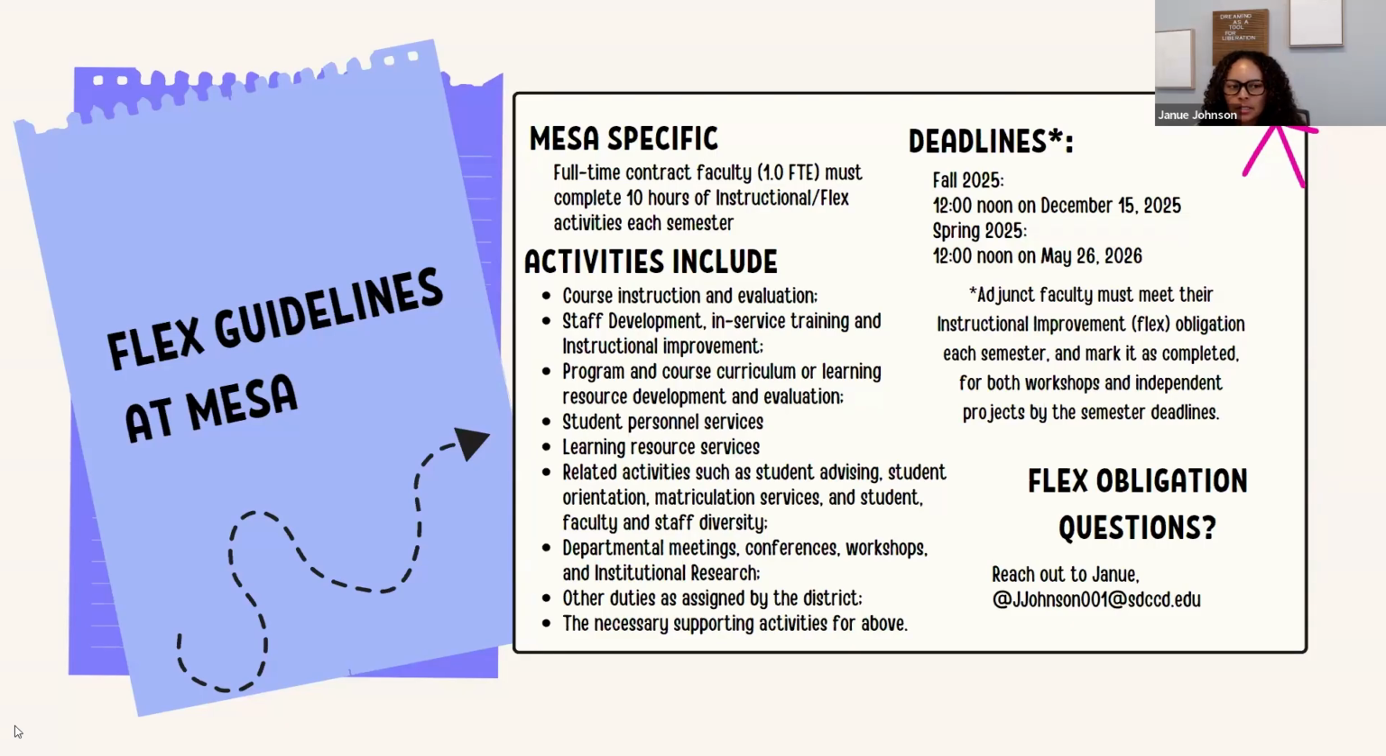The deadlines are actually slightly different as well. So if you notice for fall, if you're an adjunct faculty or part-time faculty, the deadline to submit your flex and to meet that obligation is December 15th at 12 noon. And then in spring, it's May 26th at 12 noon. The way that we have done it at Mesa is during fall, we have a flex week activity. So we have programming from that Monday and Tuesday. Sometimes that Wednesday, we have fall convocation. And then we have a large array of programming that we share.